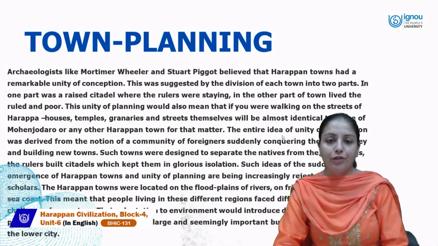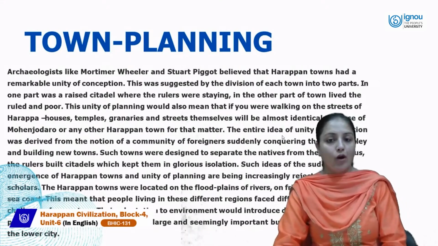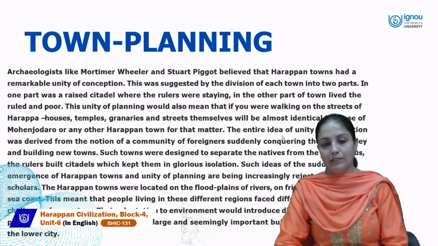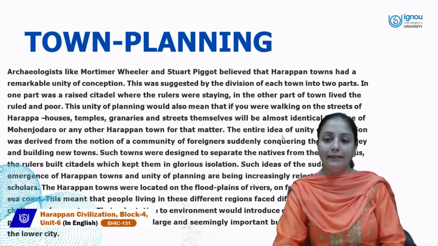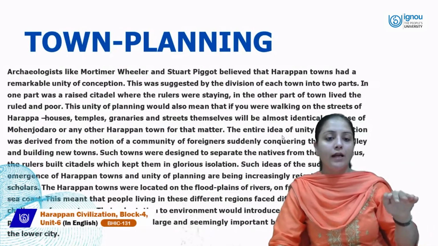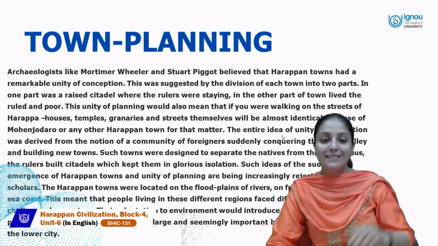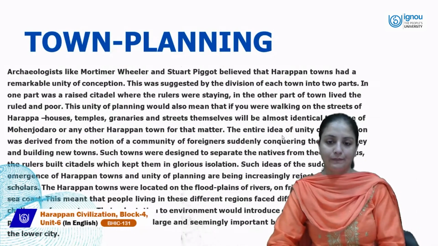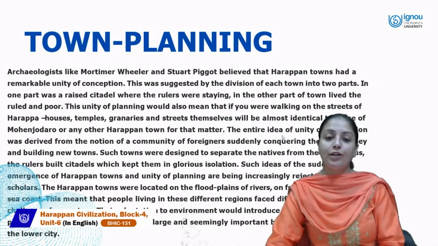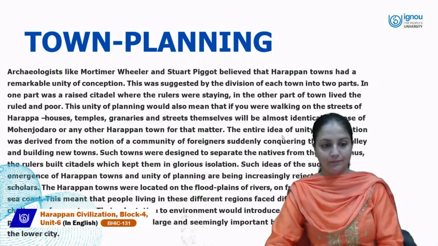The entire idea of unity of conception was derived from the notion of a community of foreigners suddenly conquering the Indus Valley and building new towns. Such towns were designed to separate the natives from the rulers, to differentiate them from each other. Thus, the rulers built citadels which kept them in glorious isolation. Such ideas of the sudden emergence of Harappan towns and unity of planning are being increasingly rejected by new scholars.